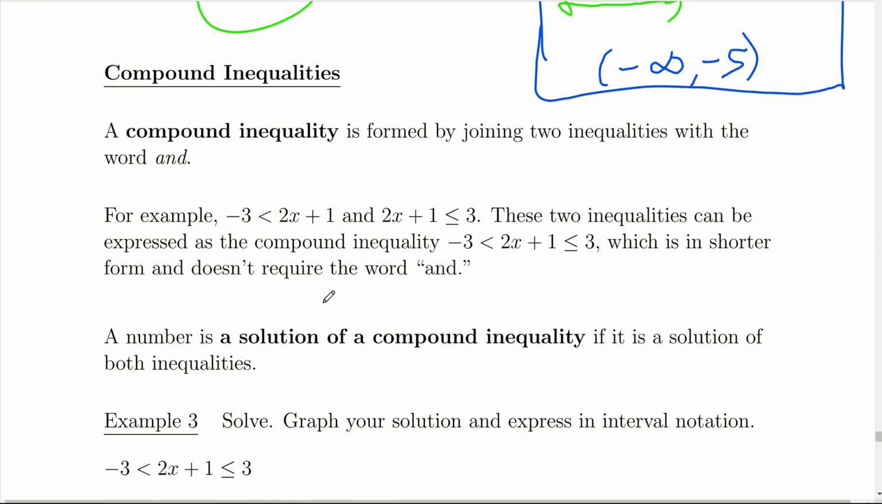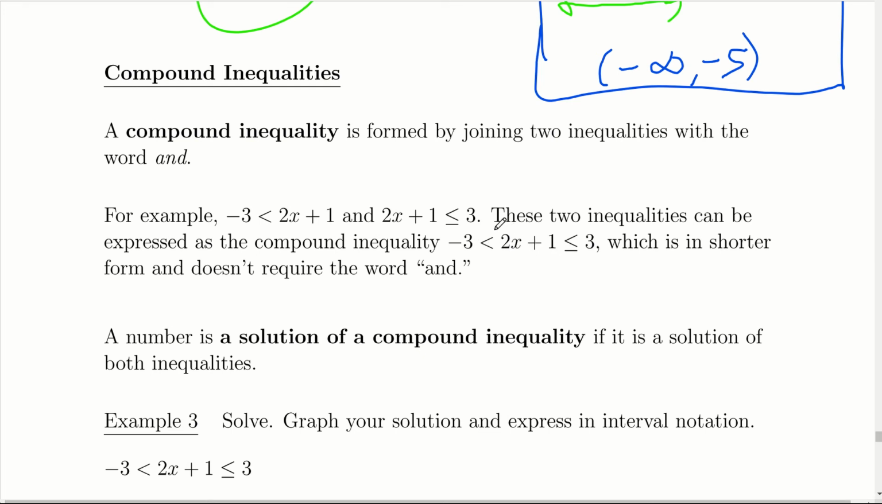The next style of inequality we're going to look at is what's called a compound inequality, and this is formed by joining two inequalities with the word and. For example, we might have a situation where we want the quantity 2x plus 1 to be greater than negative 3, but we also might need that same quantity 2x plus 1 to also be less than or equal to positive 3. We can combine these two separate inequalities into a single compound inequality like this.